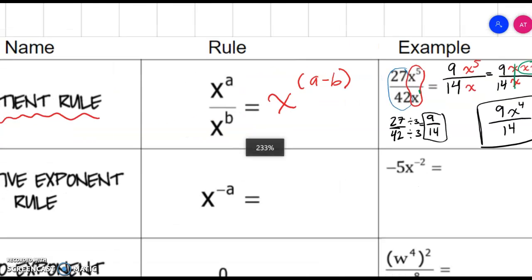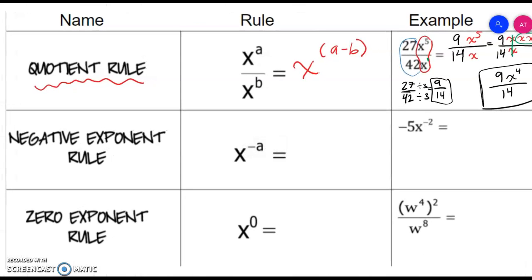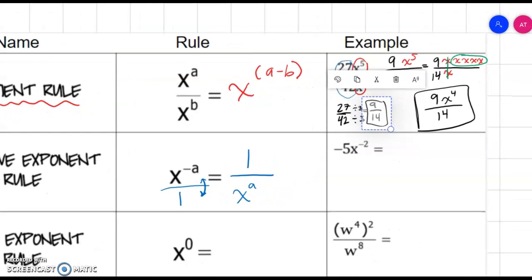So now let's look at our very special rule here, our negative exponent rule. My negative exponent rule says that when I have a negative exponent, I need to draw a 1 underneath the x to the negative a. And I'm going to flip these. I'm going to move the 1 on top and move the x to the power of a on the bottom in order to make it positive. We do this anytime that we have a negative exponent. You can just move it straight to the bottom with all the other numbers, if there are other numbers.